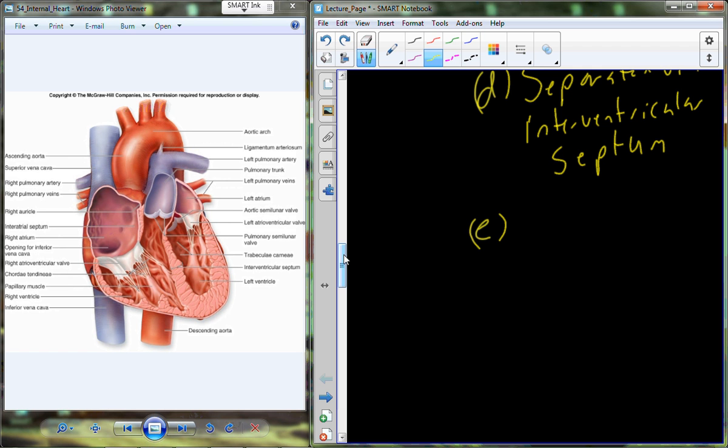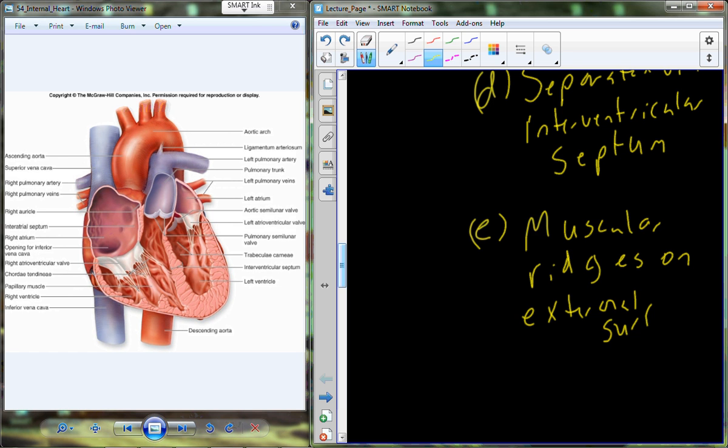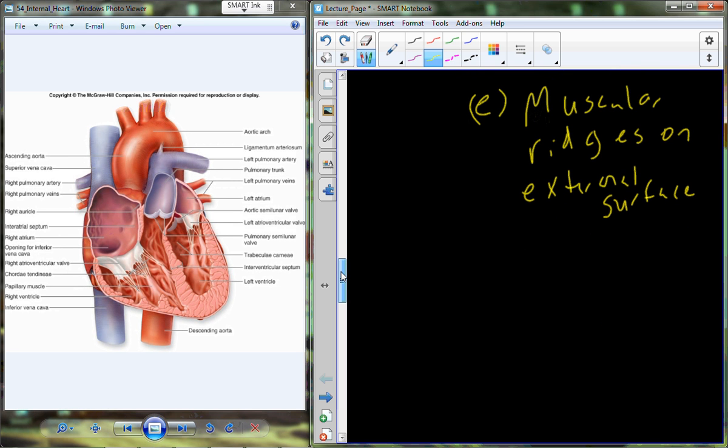Now, on the external surface of the ventricles, we also have muscular ridges that will help out with the pumping process. These muscular ridges are well defined, and they are known as trabeculae carneae.